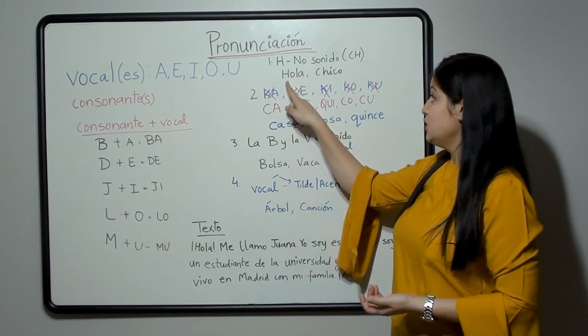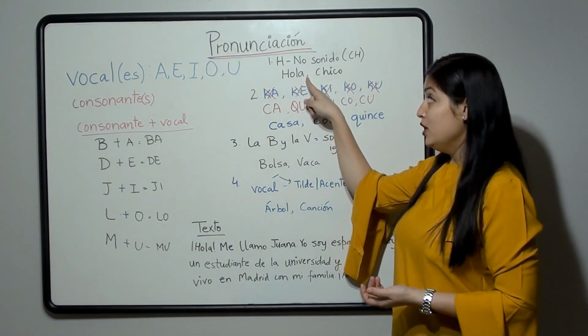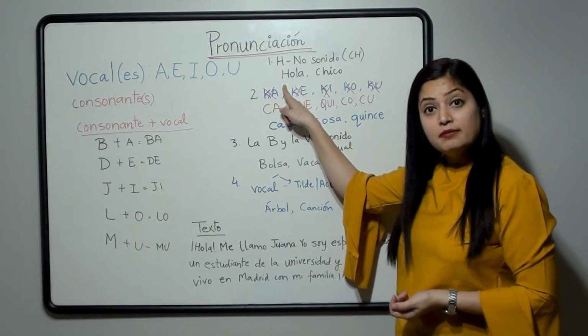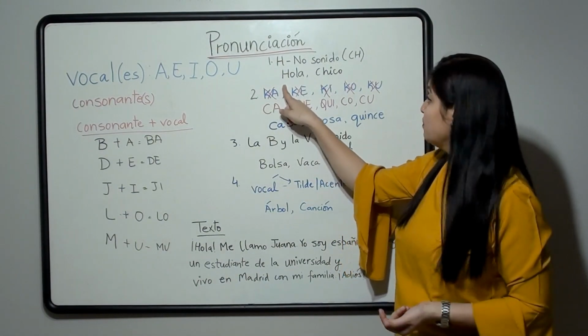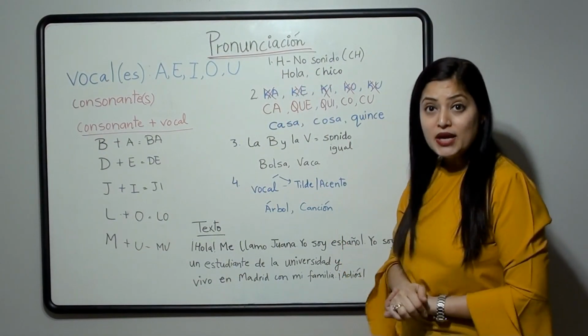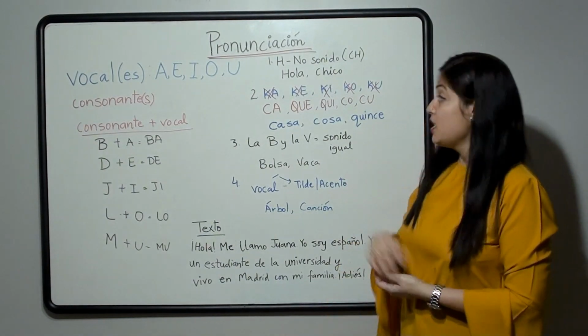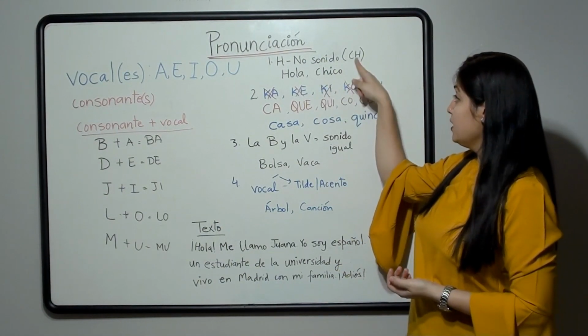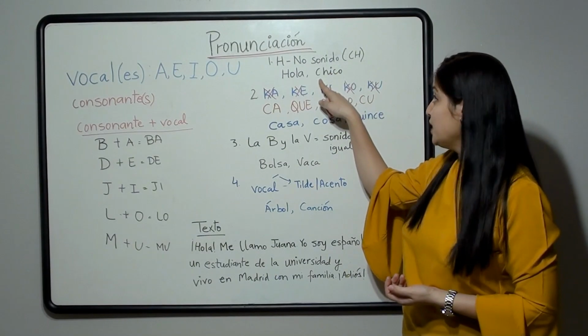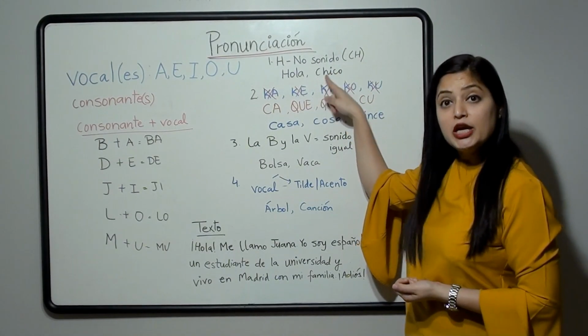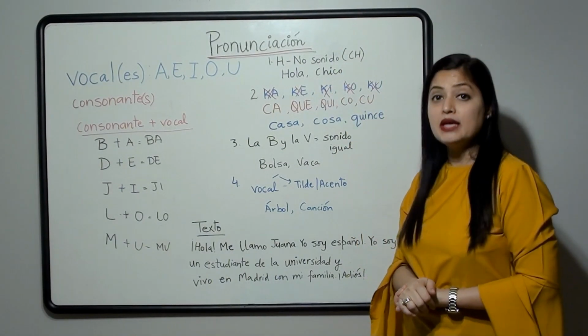For example, this word hola. Here H comes alone, so we won't pronounce it, so it becomes ola. Ola means hello in Spanish. But here in this combination, it comes with Se, so it becomes Che. So this is Chico. Chico means a boy.